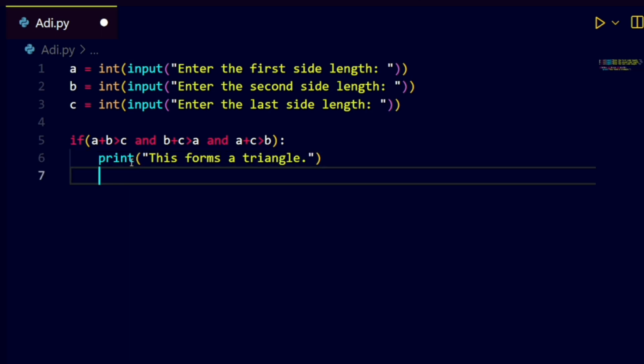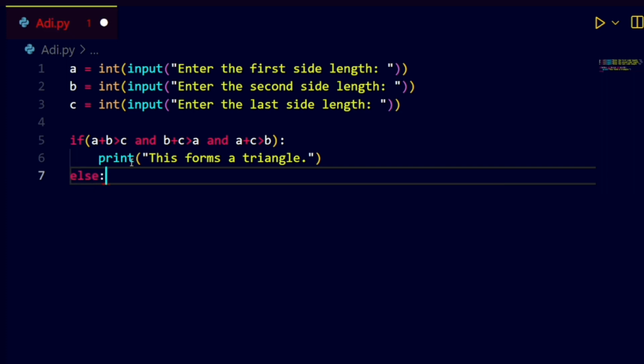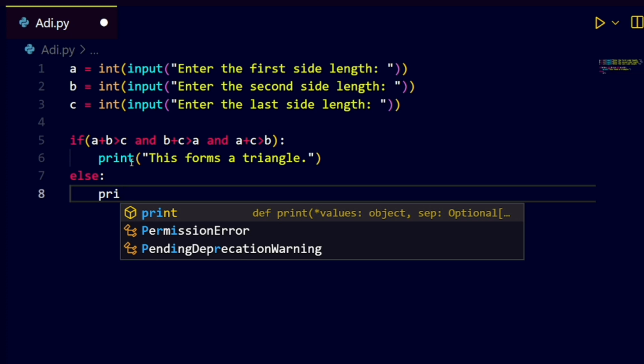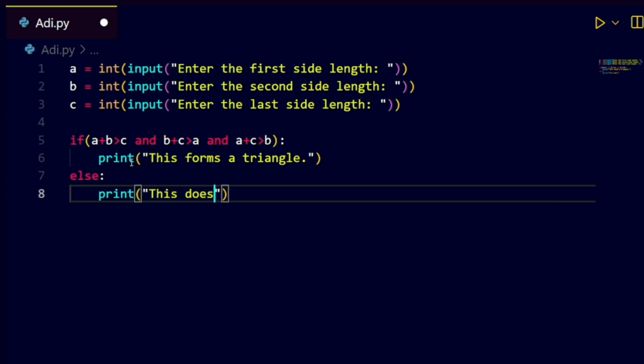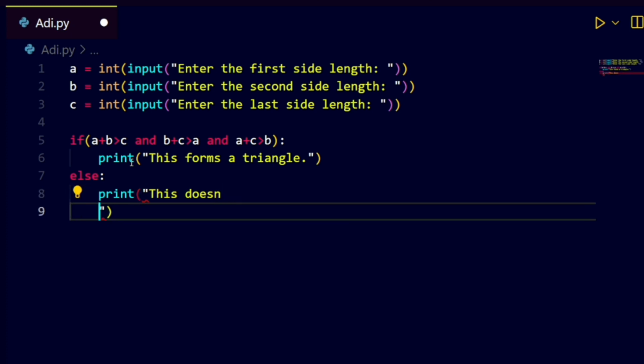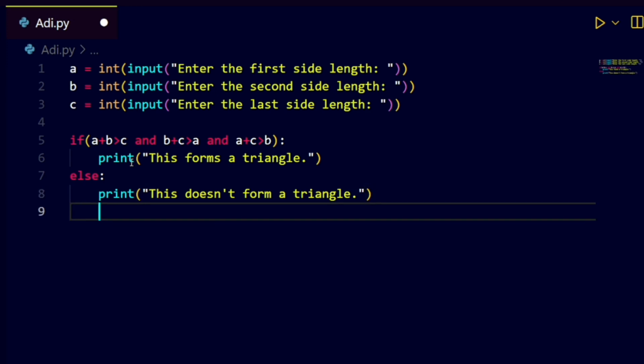If it doesn't fulfill that condition, then it means that this is not a triangle, meaning it doesn't form a triangle. So print, this doesn't form a triangle. As easy as that, easy peasy.